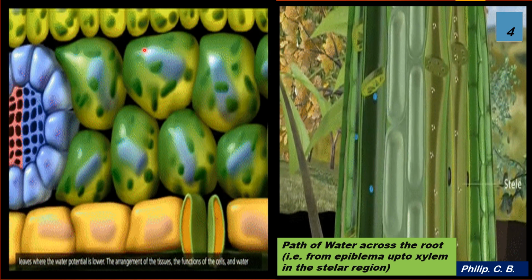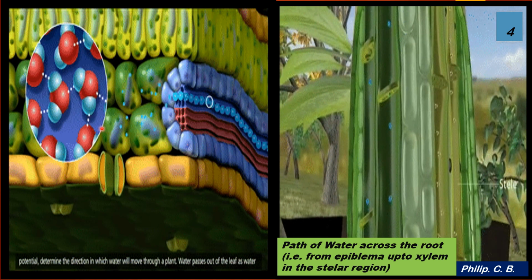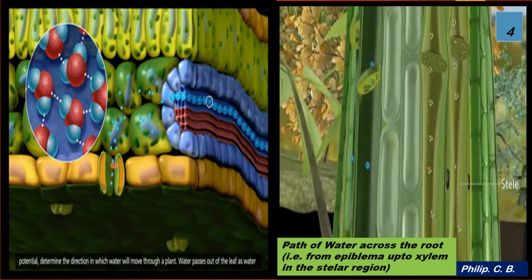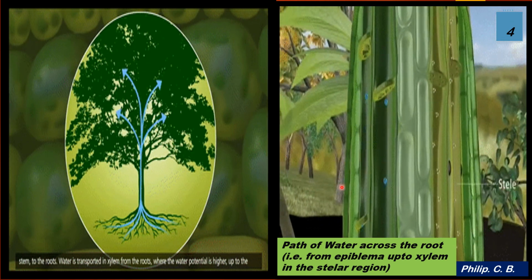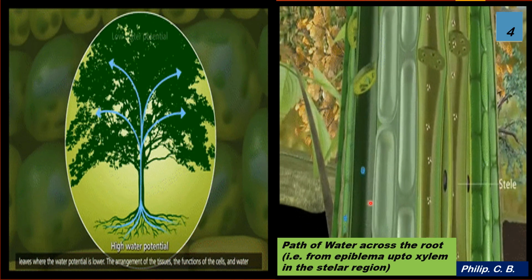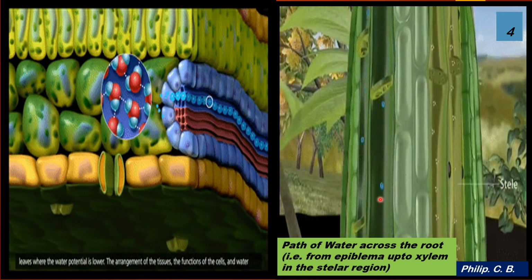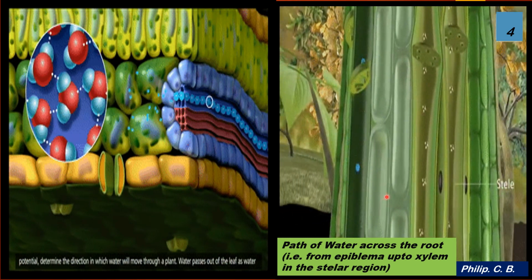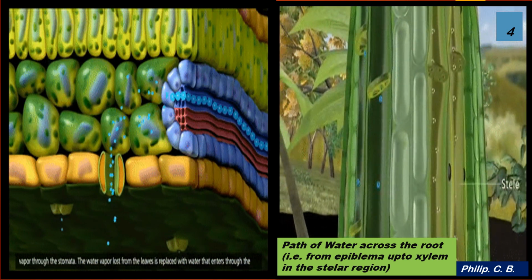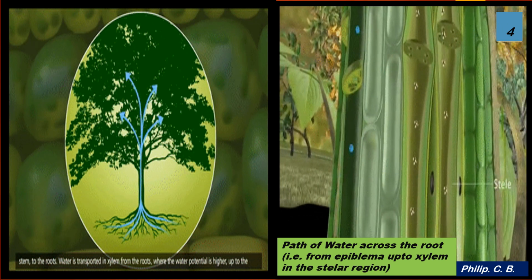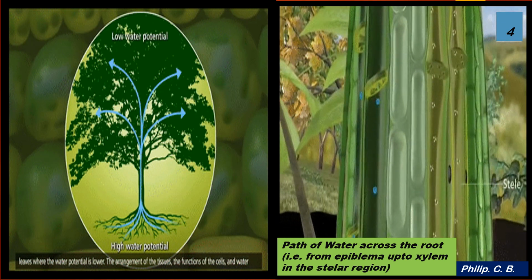So here, lower water potential. You can see in the leaf part how the water is transpired, and you can see the H2O molecule over here, and through the stomata water being transpired. Towards the right, path of water across the root, that is epiblemma up to xylem in the stellar region. Again you can see the section of the plant through which the water is passing. You can even see the phloem conducting food in the downward direction. As we know, xylem usually conducts in the upward direction, whereas phloem carries the food from top to bottom.